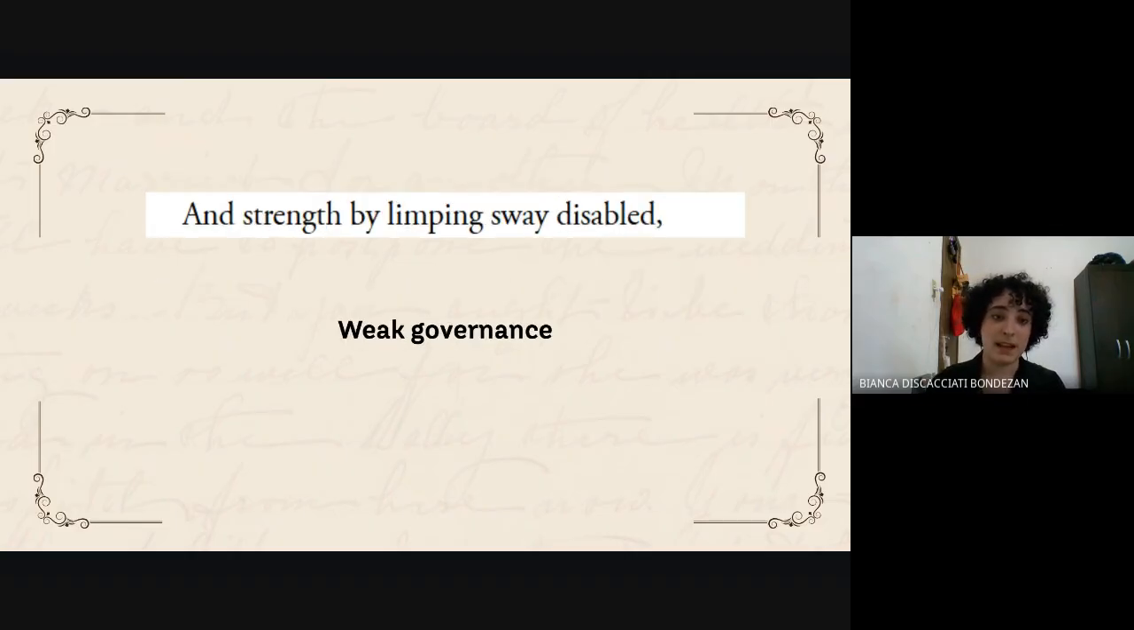Okay, and "strength by limping sway disabled." Weak governance. That one I had to look up because I didn't really know what he was talking about, and I was wondering if he was talking about literally disabled people. And I was like, what's happening here? But it's likely talking about government being weak and not very useful for the population.